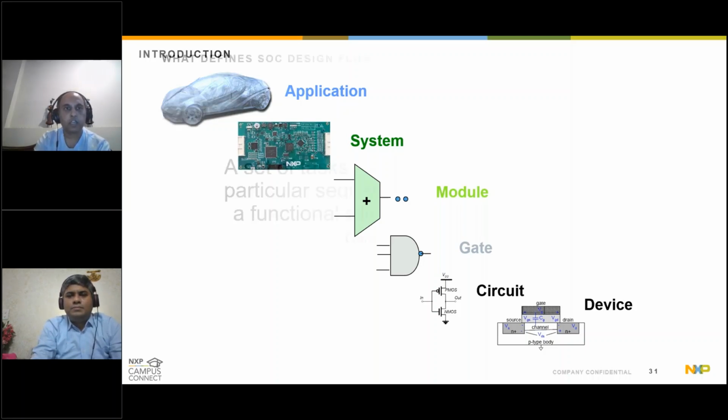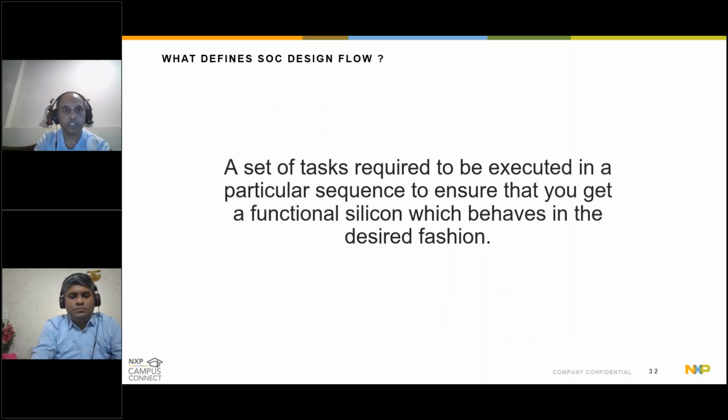Okay, so now what defines the SoC design flow? The SoC design flow is nothing but a set of tasks which are required to be executed in a particular sequence to ensure that you get a functional silicon which behaves in a desired fashion. So I'll not spend much time here, but we will see how a typical SoC design flow looks in the next few slides.